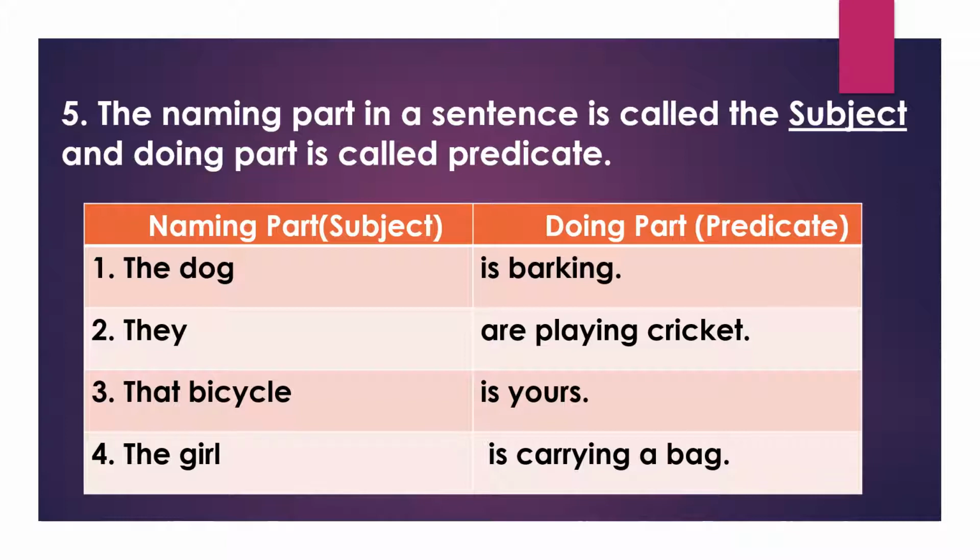Similarly, in the sentence, they are playing cricket, they is the subject part of the sentence and are playing cricket is the predicate part of the sentence. That bicycle is yours. That bicycle is the subject and is yours is the predicate. The girl is carrying a bag. The girl is the subject of the sentence and is carrying a bag is the predicate part of the sentence.